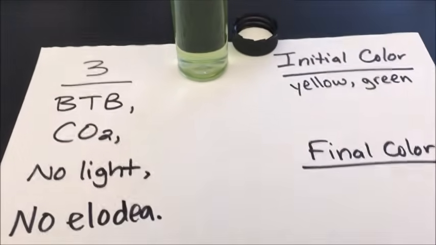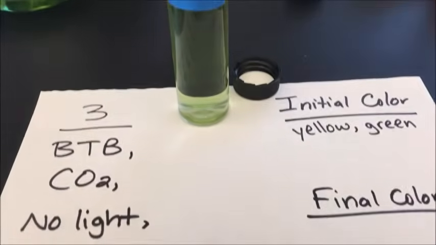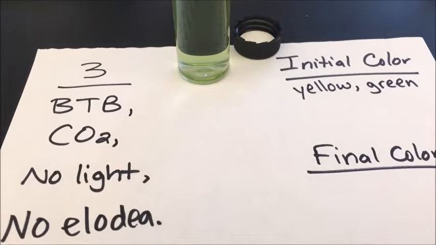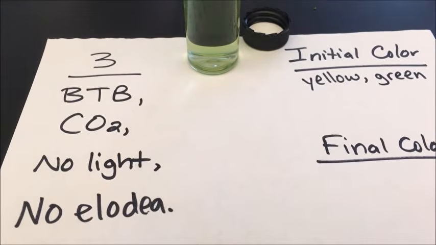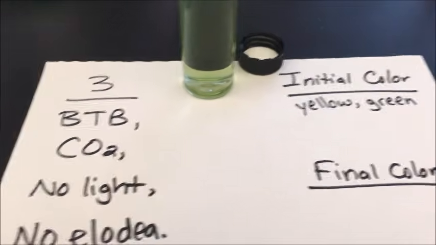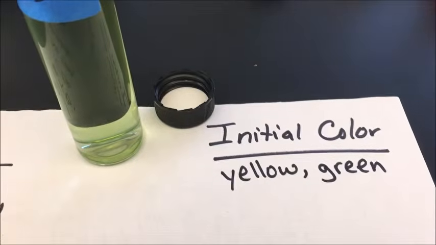Tube number 3 has bromothymol blue inside, carbon dioxide from my breath, no Elodea, and this one I'm going to keep in darkness for the next 24 hours. I'm not going to give it any sunlight. And you can see again the initial color is yellow-green.